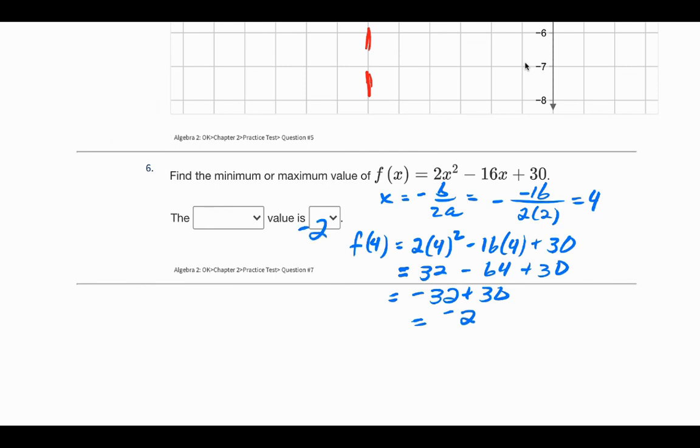Now remember, if it is a maximum or minimum, we have to look at our a value. All right? If our a value is positive, that means that our parabola is going to open upwards. So that means that our value will be at a minimum. Remember, if it's negative, it'll open downwards and it'll become a maximum. So remember stuff like that.